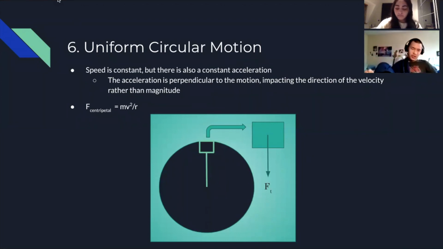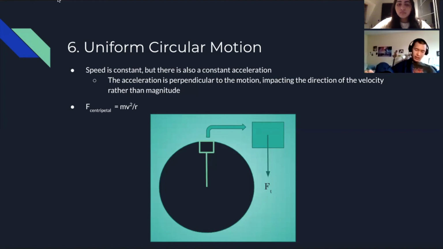Our next section is uniform circular motion. This is where we have a ball, or an object, that's moving in a circle at a constant speed. Here we have a constant speed, but also constant acceleration. The reason is that we're always changing direction. We don't have to have an acceleration simply because speed is changing. We see that acceleration is perpendicular to the motion, impacting the direction of the velocity rather than the magnitude.